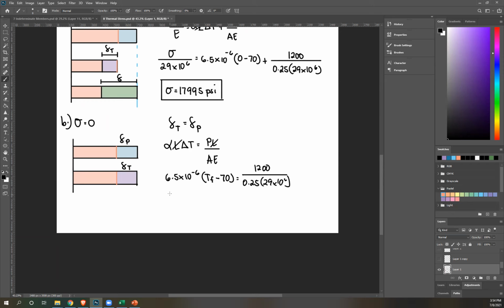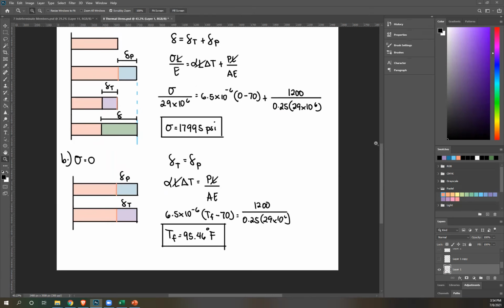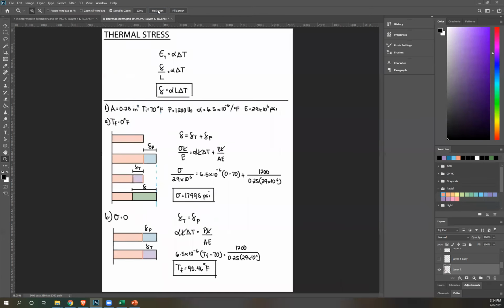And then from this, we can solve for TF. TF is 95.46 degrees Fahrenheit. So we need to heat up the system to 95 degrees so that the system doesn't experience stress anymore. Okay? That's number one. Any questions for number one? Please answer in the chat.